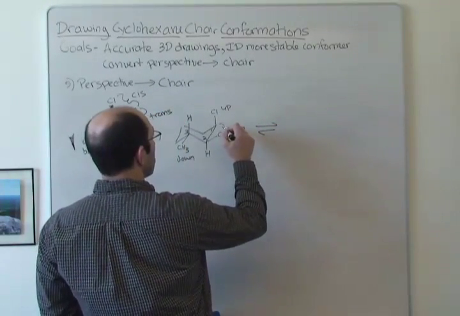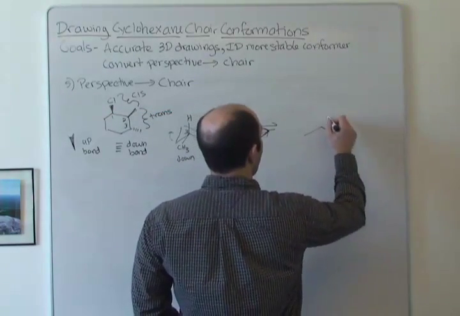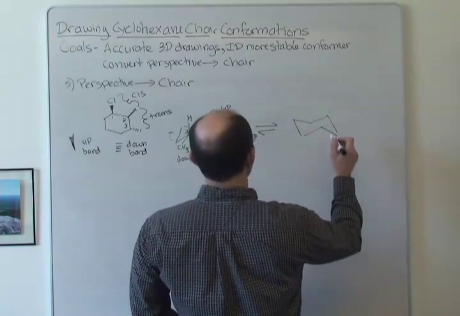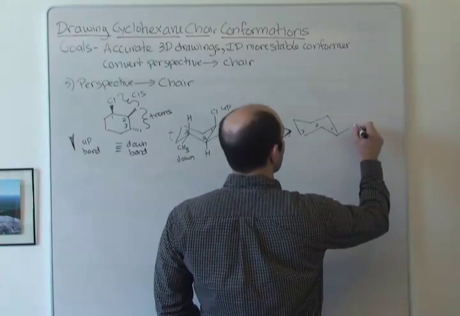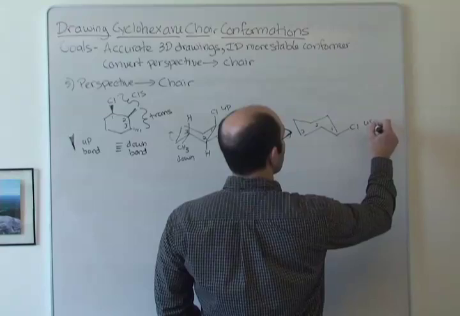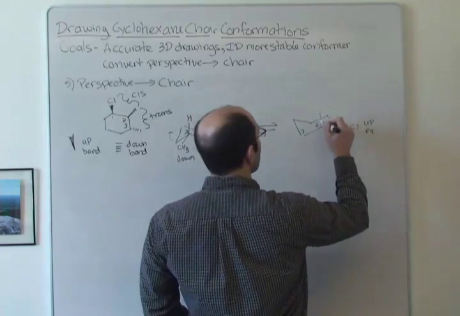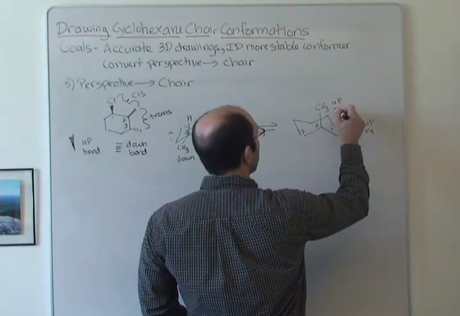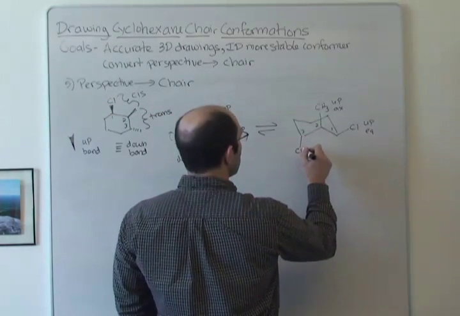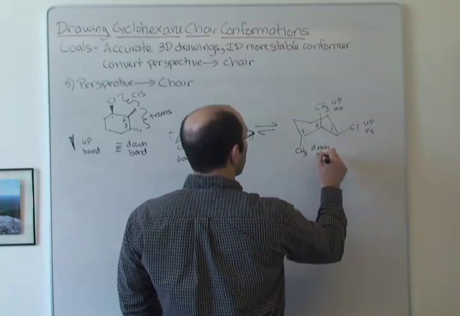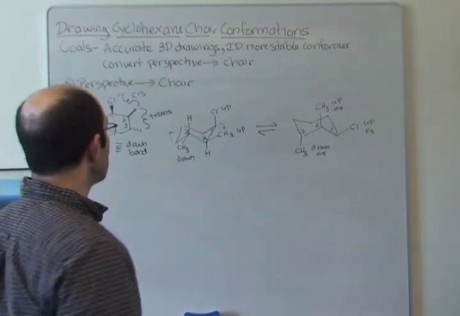Again, carbon 1 is going to come down, carbon 4 is going to go up. So if we do that, and now we have carbon 1, 2, and 3. The chlorine is still going to be up, but it's going to be up and now equatorial. The methyl group is still going to be up at 2, but now it's going to be up and axial. And then the methyl group at carbon 3 is still going to be down, but it's going to be down and axial.